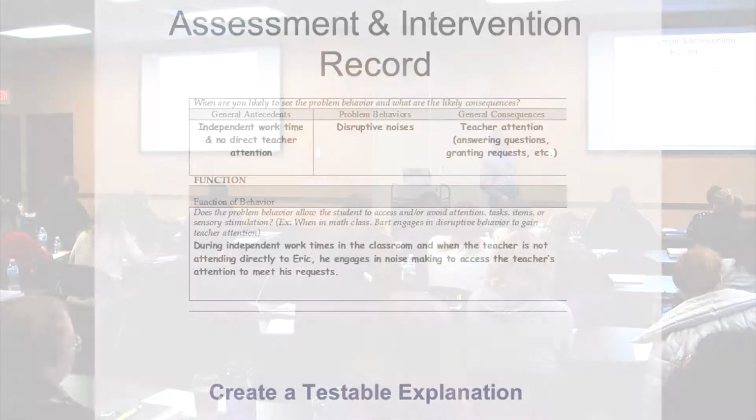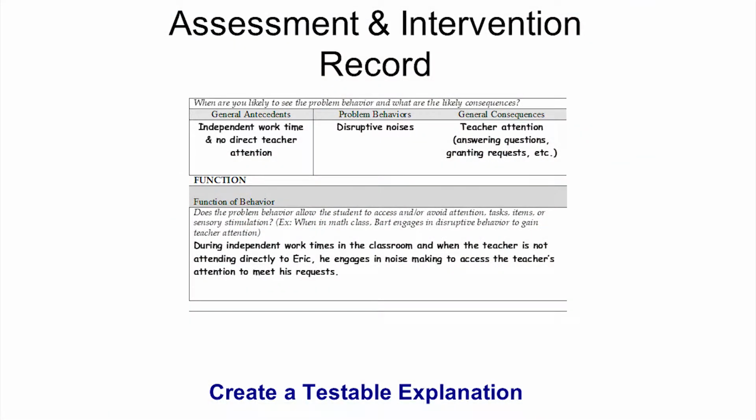We can then fill that out on a little form and say, I'm going to create a function from it. What did we say the antecedent was? Independent work time, no direct teacher attention. What's the problem behavior? Disruptive noises. What's the consequence? Teacher attention. Here's a statement of function. During independent work times in the classroom and when the teacher is not attending directly to Eric, he engages in noise making to access the teacher's attention to meet his requests. That's a statement of a function of behavior, which is worth nothing unless you then use that to say, then how do we fix it?